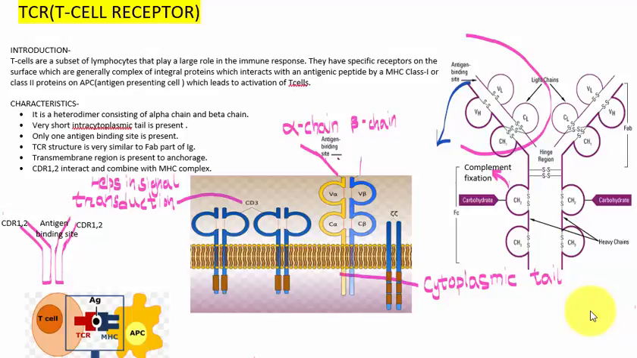Today we are going to learn about the TCR, which is called the T cell receptor. As the name itself indicates, it is a receptor which is present on the surface of the T cell.